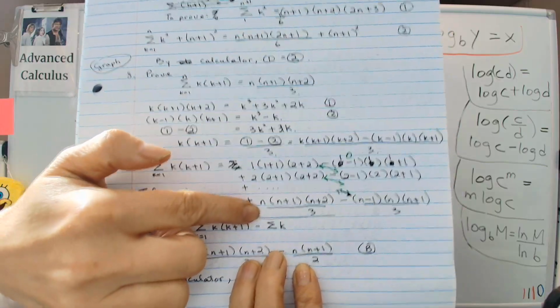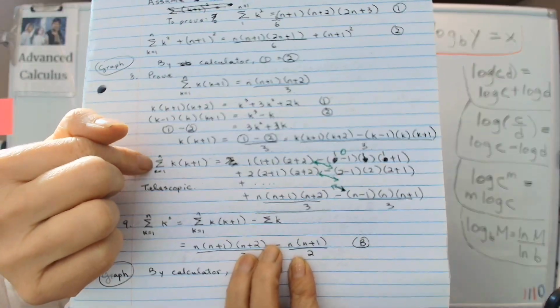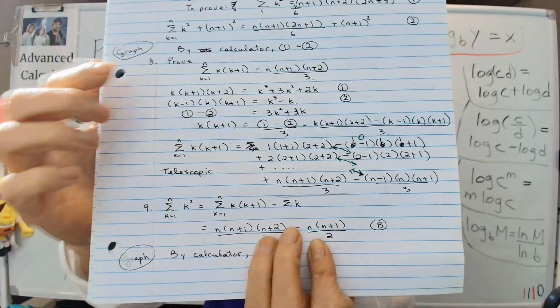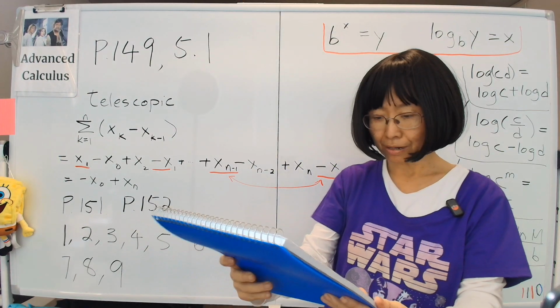So the only thing that's left is here, which is what we're trying to prove, that the sum of k times k plus 1 is this particular formula. Okay. Yeah, so that's that. So next, let's look at problem 9.